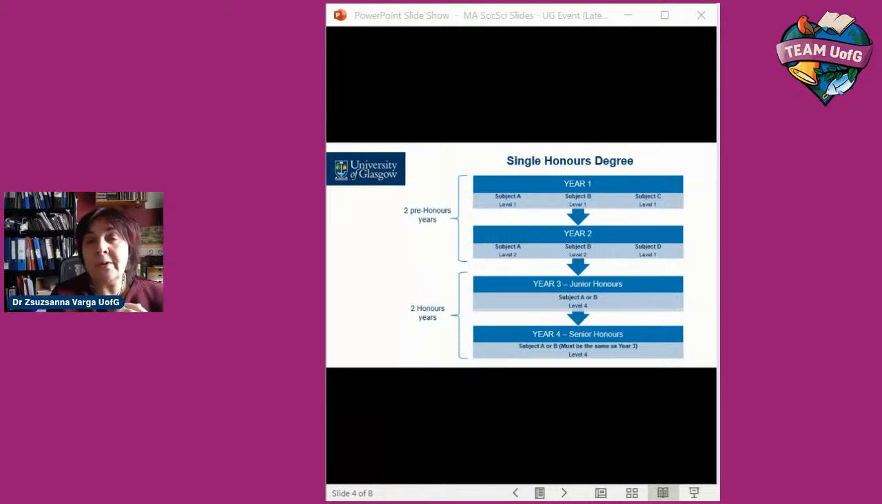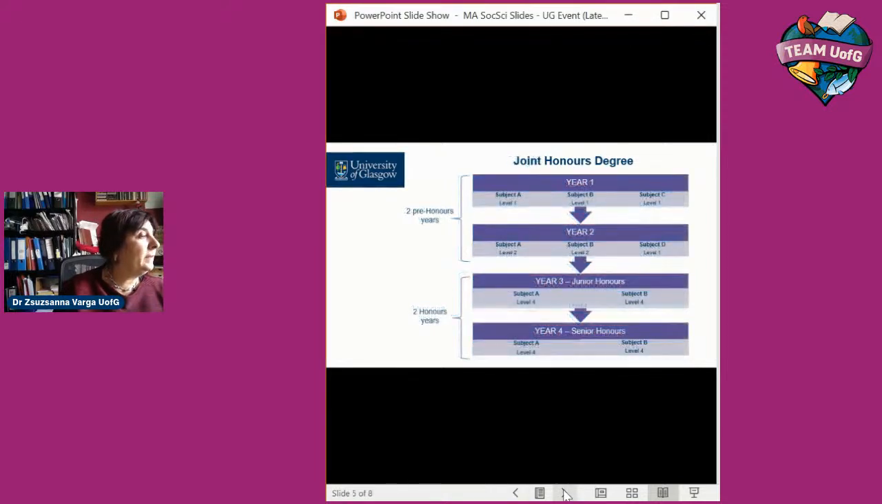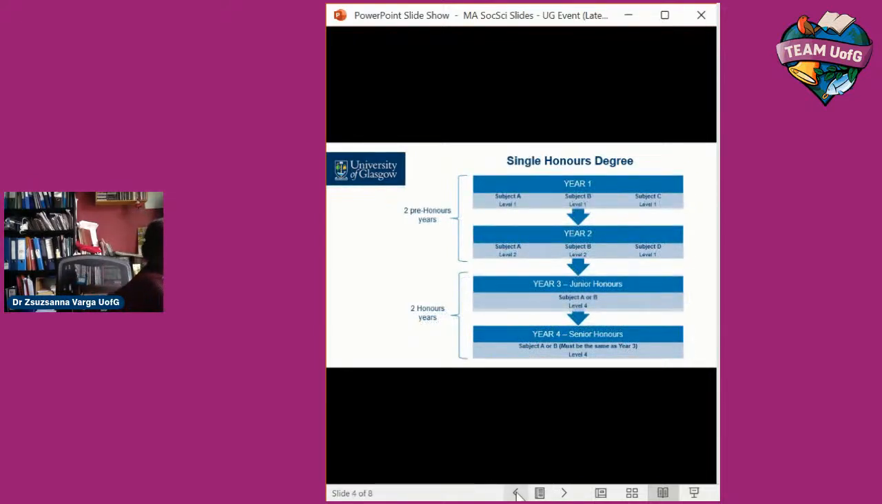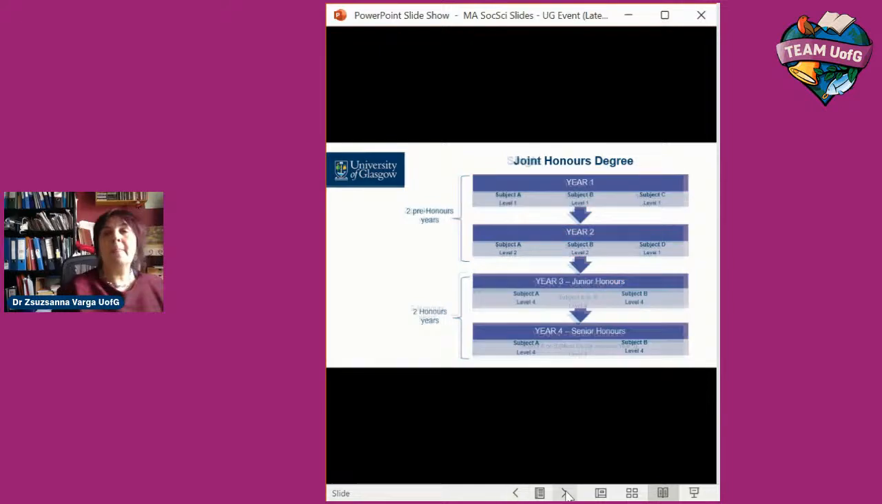You are also able to do a joint honors degree, and I'm not entirely certain, but perhaps we could have a look at a slide to illustrate this point. Perhaps if we were to go back, or indeed go on and move on to the joint honors degree slide now. Thank you. You will see what I'm trying to illustrate now.